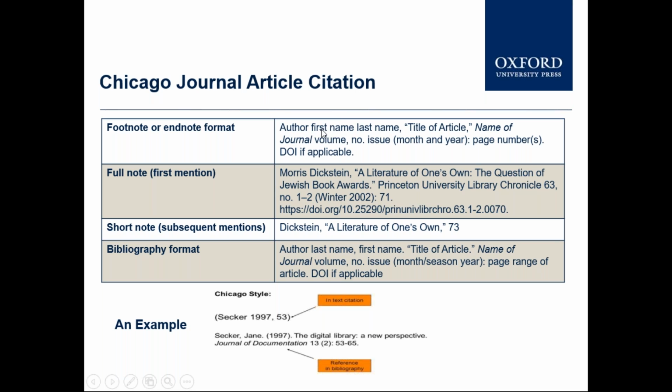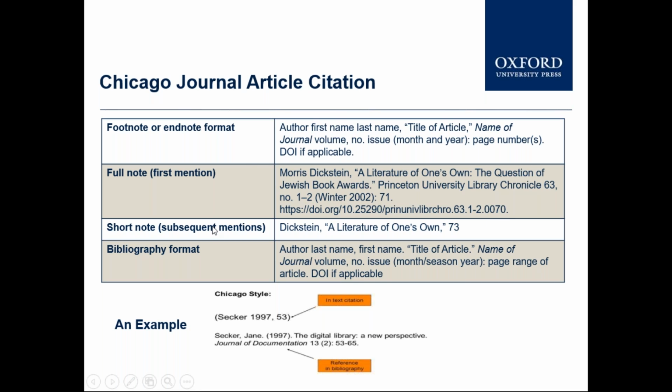In a journal citation, you'll have the author's first name, last name, name of the article, name of the journal, volume number, issue, month and year, page numbers, and DOI. So if it is a journal article citation, at the end of the article, this is how you write. Morris Dixon, the name of the author, separated with a comma, then the name of the article, the name of the journal, Princeton University Library Chronicle 63, the volume number, page numbers. And if there is a DOI, you will enter the DOI.